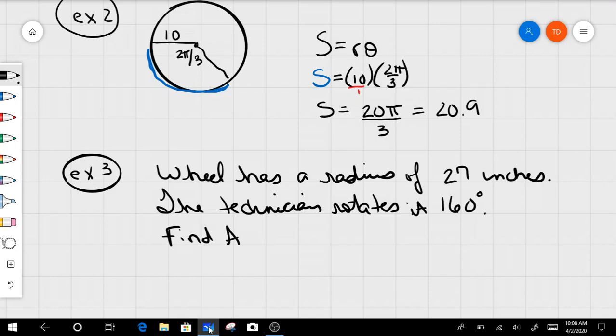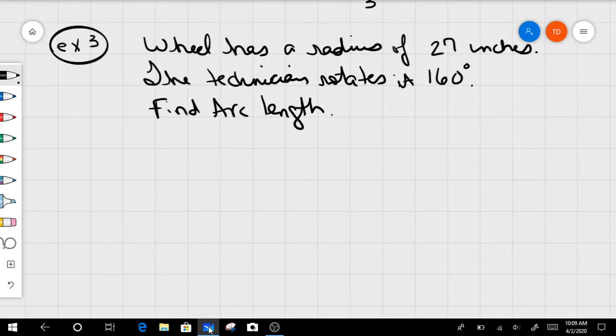That would be an arc length. But in real people speak, it's like how far did something on the edge of the circle travel? Great. So let's use our formula, S equals R theta. The arc length is what we're looking for. The radius is 27 inches. And anytime you're given measurements, you should include them in the formula because we're about to, like I said, use real world examples and you're going to want those labels. And theta is 160 degrees.